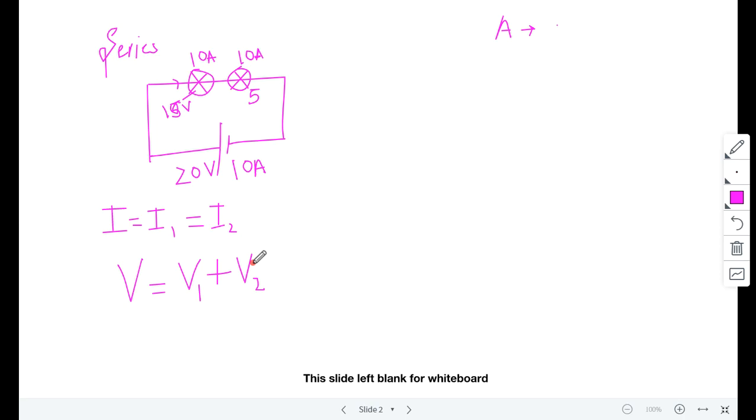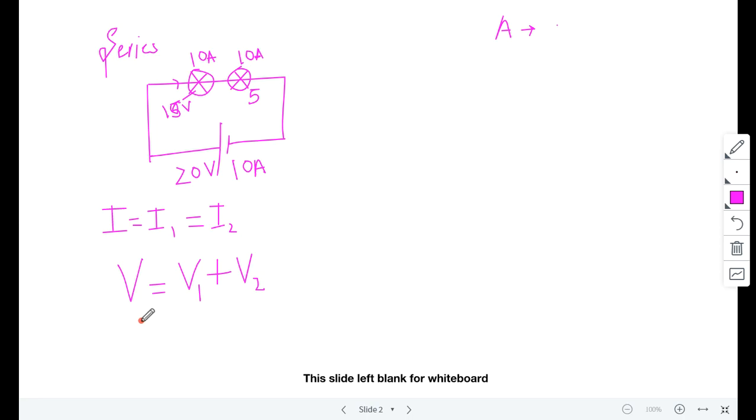Okay. That's good. Yeah, I've copied it down. Should I also copy down the current equals I1? Yes. So that basically means the current remains the same, and then the total voltage equals V1 plus V2. So this is what it means above. Okay, yeah.